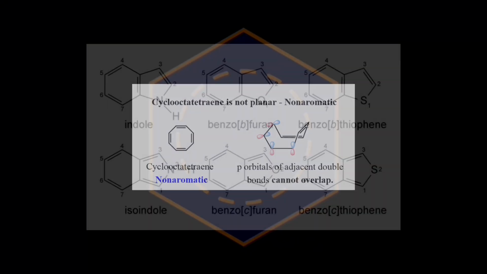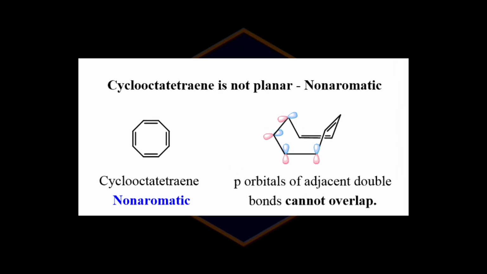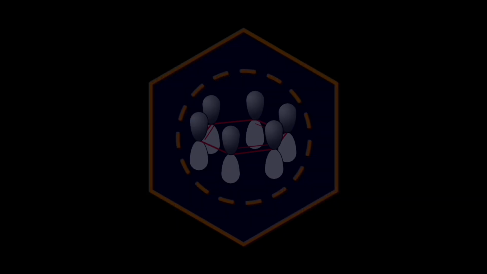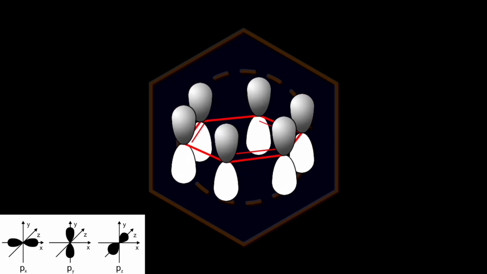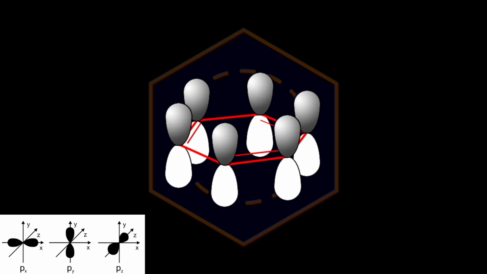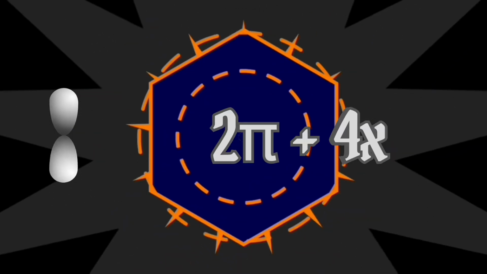It must be planar. Every atom must be on the same plane. For effective p orbital overlap, it must be fully conjugated, p orbital on every atom. The number of pi electrons must be 4n plus 2, where n is any non-negative integer.